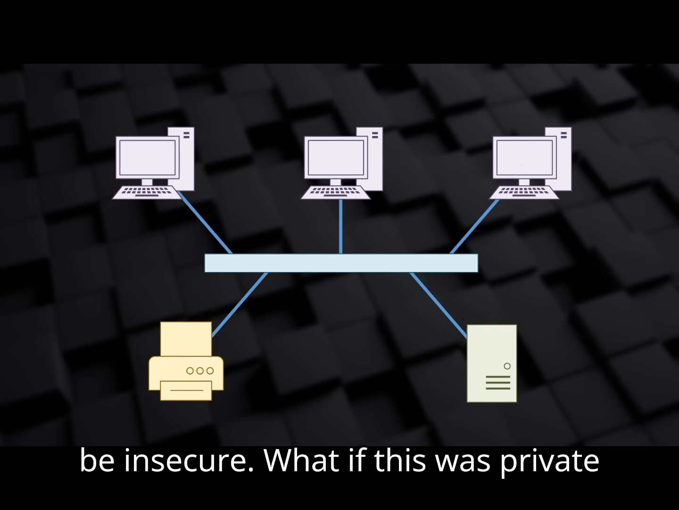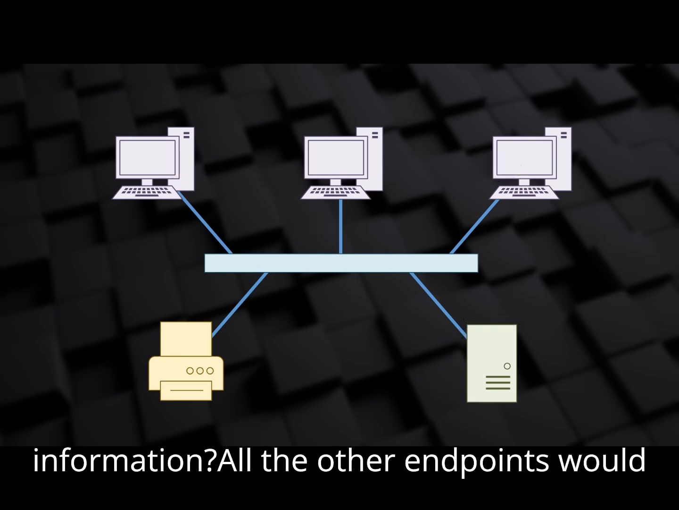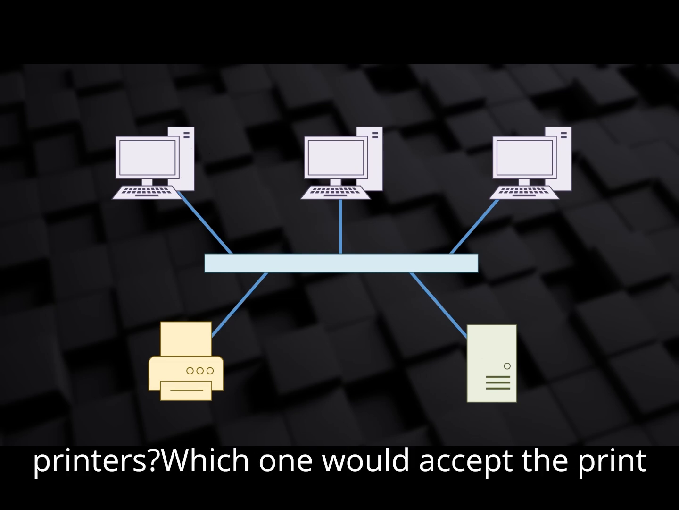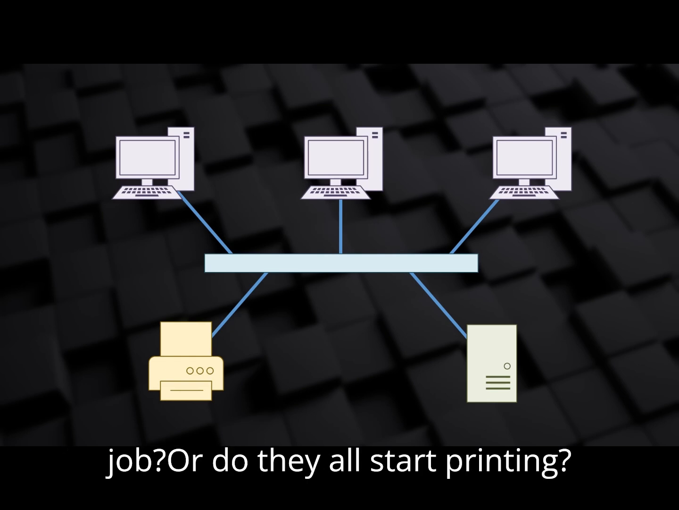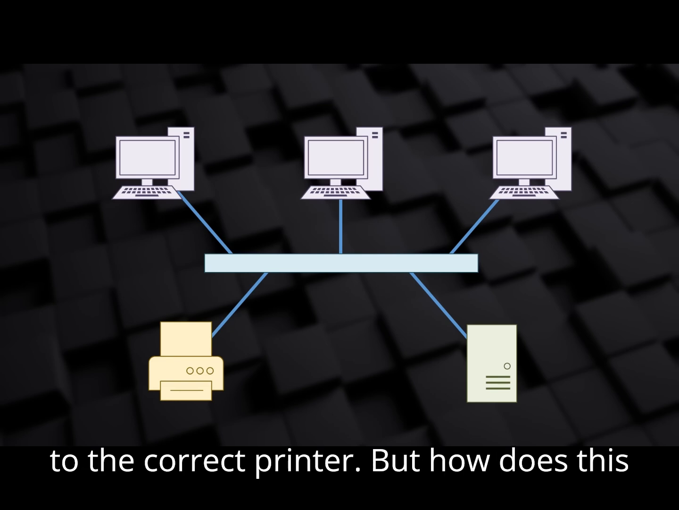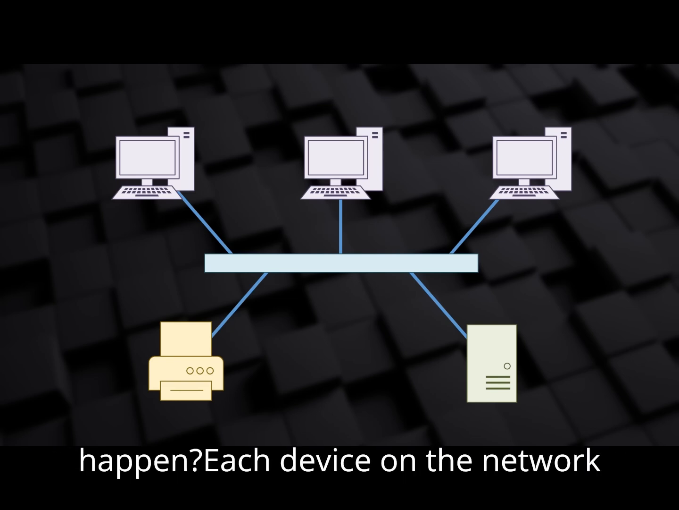Also, this could be insecure. What if this was private information? All the other endpoints would see it. And what if there are several printers? Which one would accept the print job? Or do they all start printing? No, the print job needs to be sent only to the correct printer. But how does this happen?